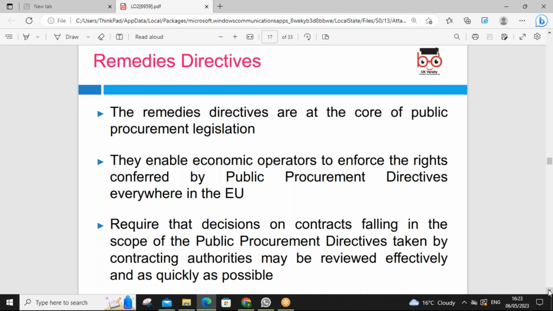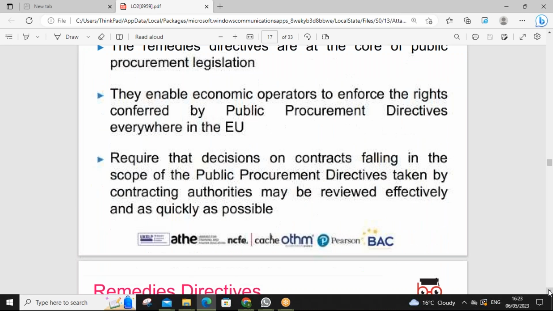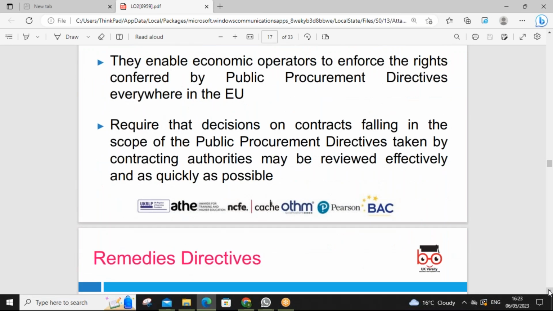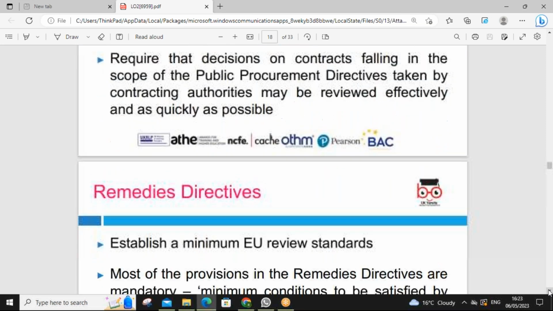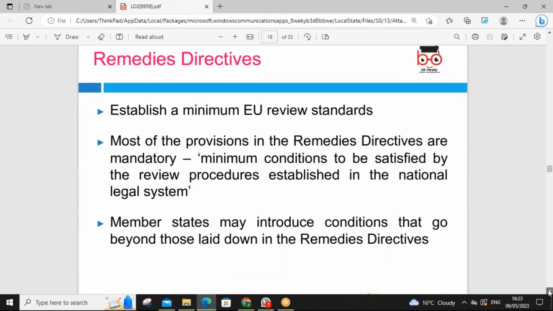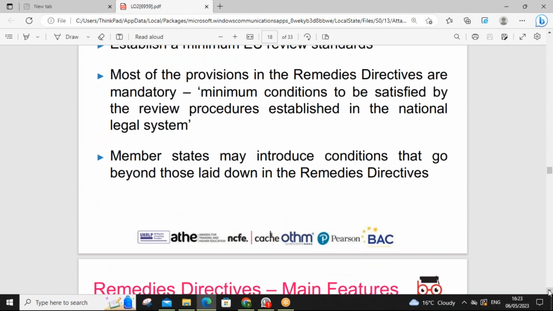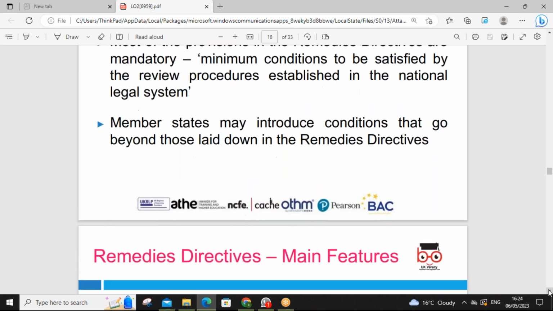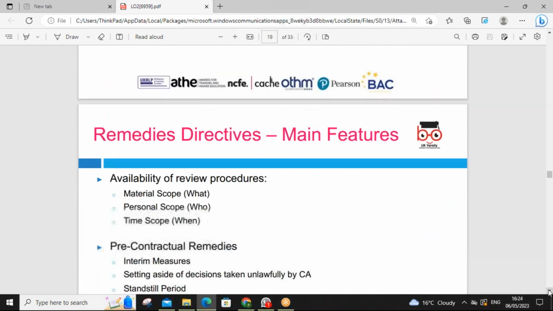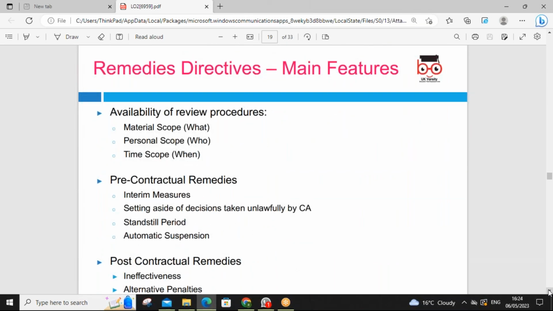So the remedies directive is the core public procurement legislation that enables economic operators to be informed of their rights under the public procurement directive, everywhere in the EU, requiring that decisions on contracts falling in its scope and public procurement need to be reviewed effectively. Okay, remedies establish the minimum EU review standard. Most provisions in the remedies can lead to fines, and it can be a crime if they are involved, because if the legislation is not fulfilled, that comes under criminal law. So it can involve criminal proceedings.